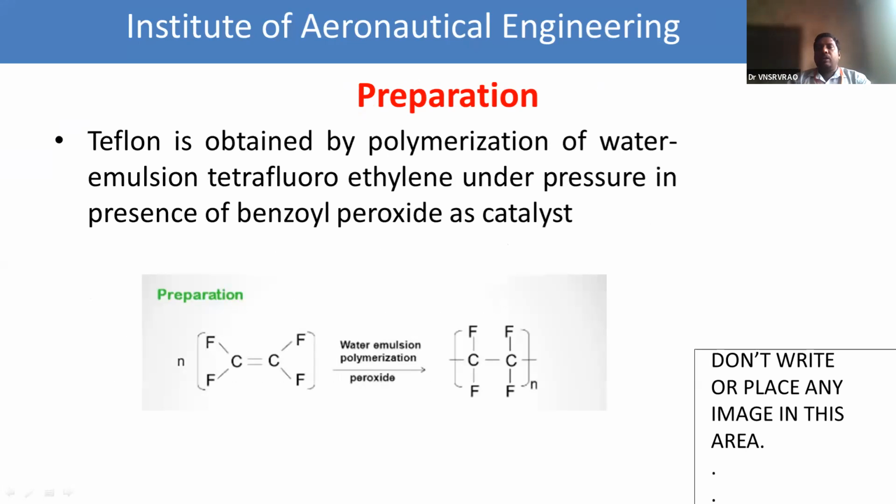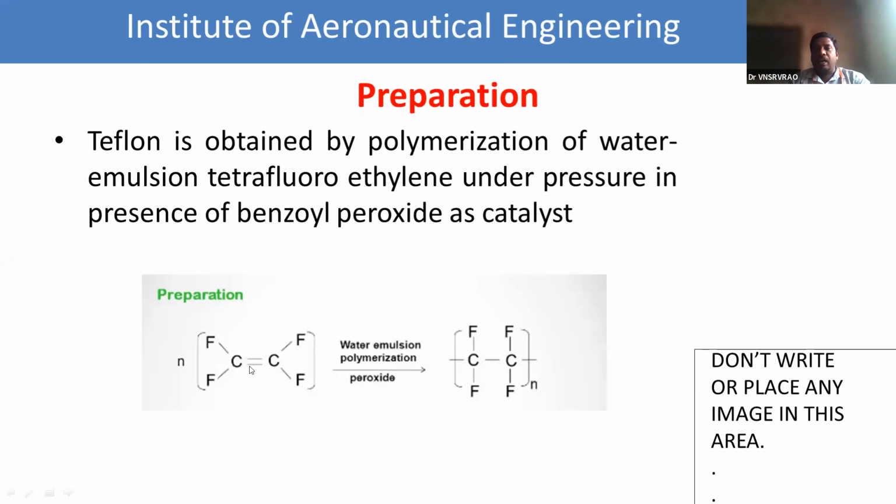First of all, we see the preparation for Teflon. The alternative name for Teflon is polytetrafluoroethylene. So if the name is polytetrafluoroethylene, what is the monomer? Tetrafluoroethylene. Okay, see the structure.